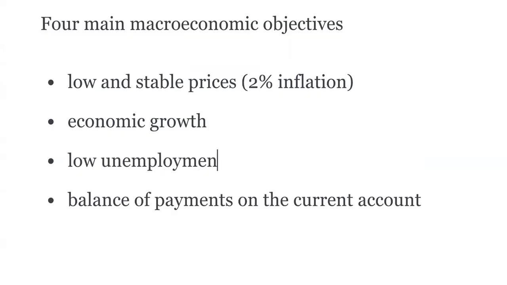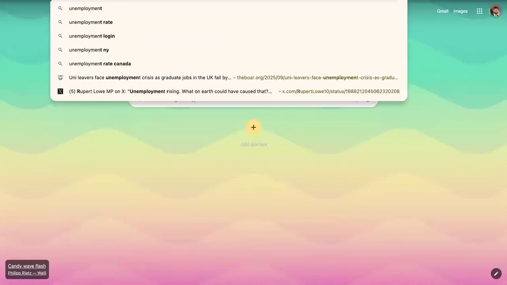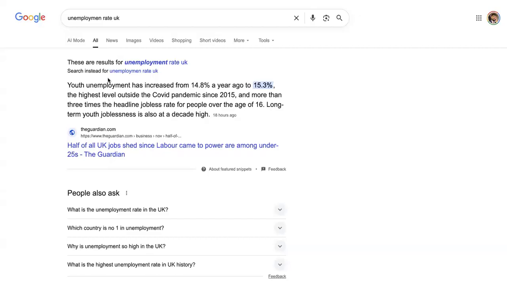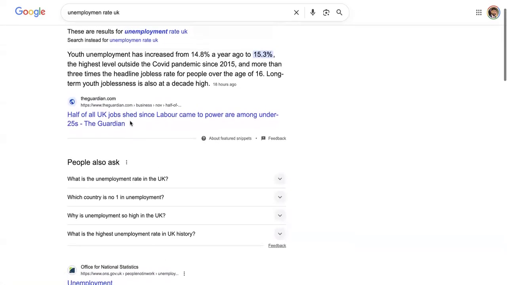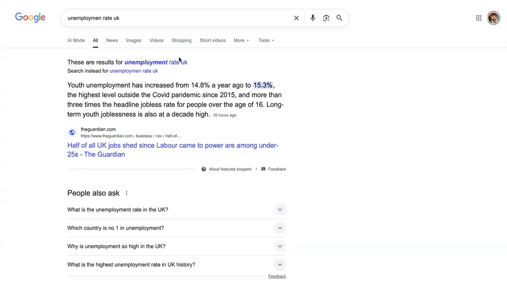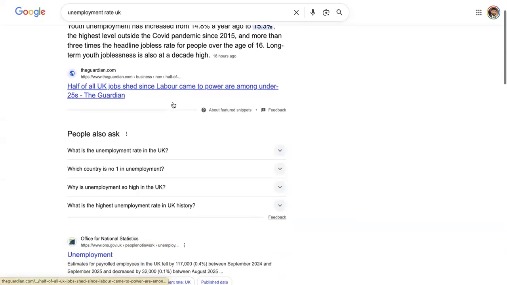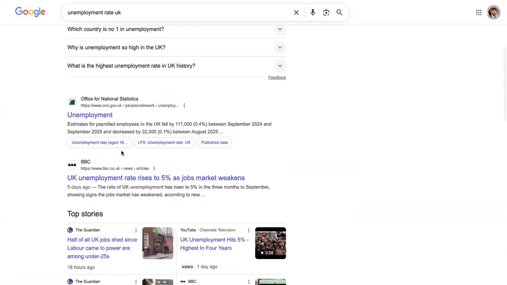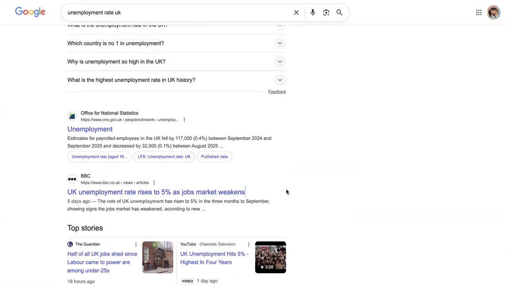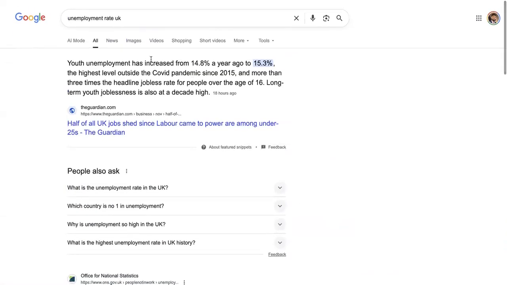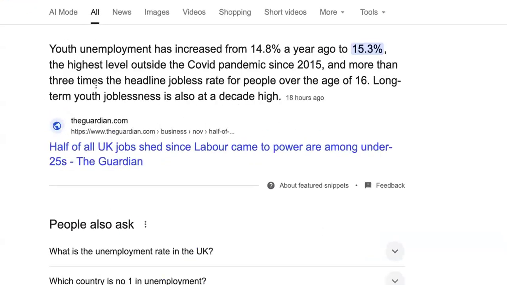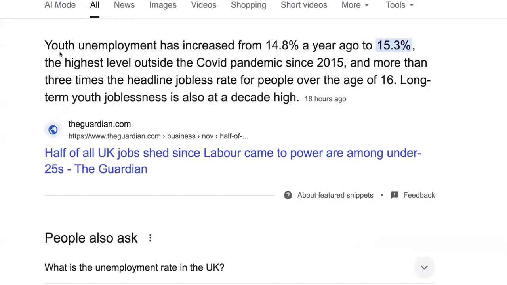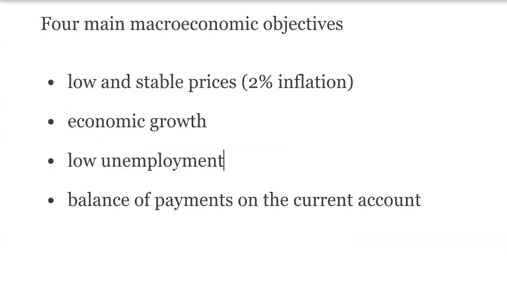So right now in the UK, unemployment is extremely high. It's about 5%. Yeah, here you go, 5%. And then this is talking about youth unemployment, maybe because I searched that a while back, but I don't know why it's coming up first. But youth unemployment, so graduate unemployment is super high as well.